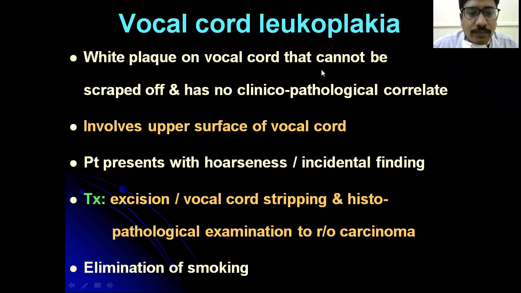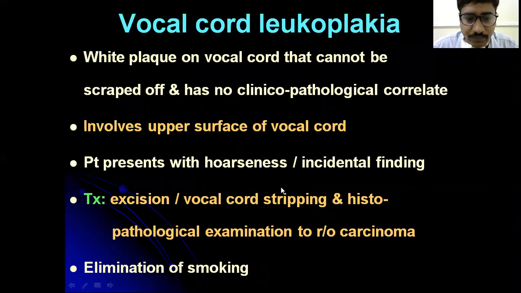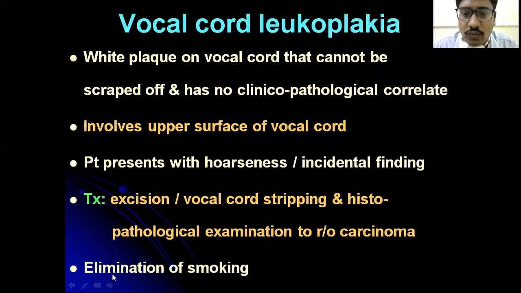So what do you have to do? You have to do a surgery. You have to strip off the white covering, you have to strip out the leukoplakia from the upper surface of the vocal cords. If you won't remove it, it will lead to what? Malignancy. Leukoplakia of the vocal cord leads to carcinoma larynx or carcinoma glottis.